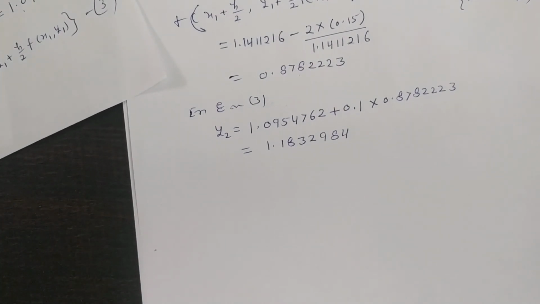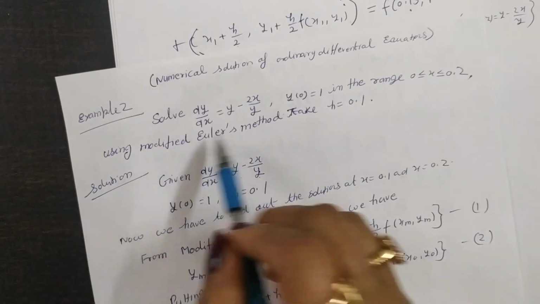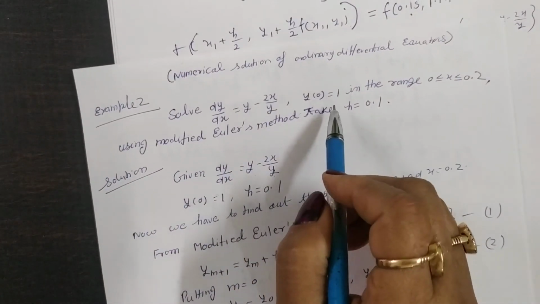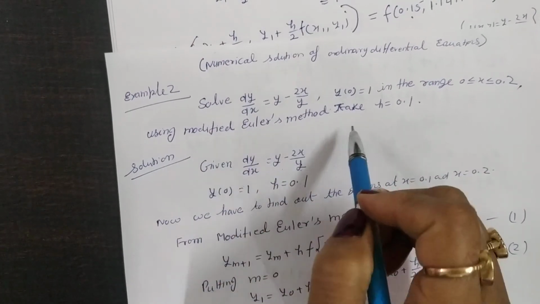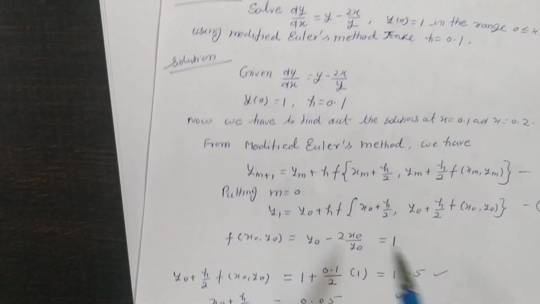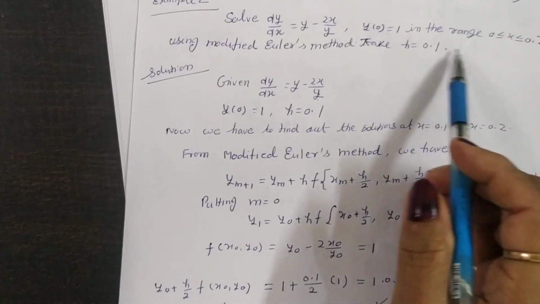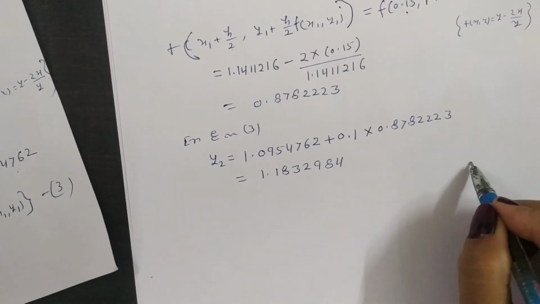So you get all these values from the modified Euler's method, from this equation. Here the question is like that: from this you find the formula for the modified Euler's method and solve this equation. Similarly, first we find the value for x which is 0.1 and similarly for 0.2.